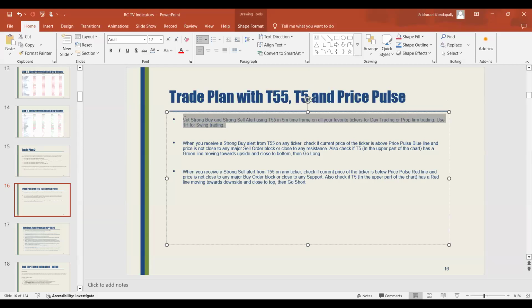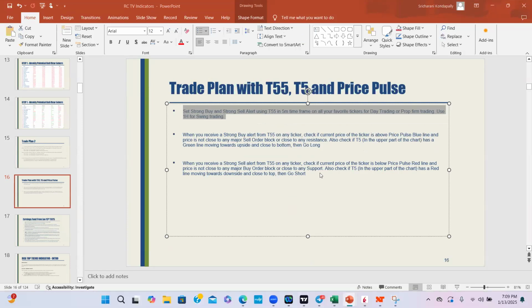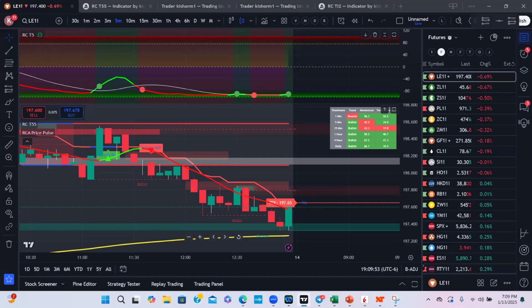So this T55 is the indicator which will help us. It will check both the things. It will check price pulse. It will also check T5, and then it will tell us whether it is a strong buy or strong sell. Is it clear? So your T5 is only looking at T5 code and it is telling whether it is a buy or sell. Your price pulse is only looking at price pulse code and telling.